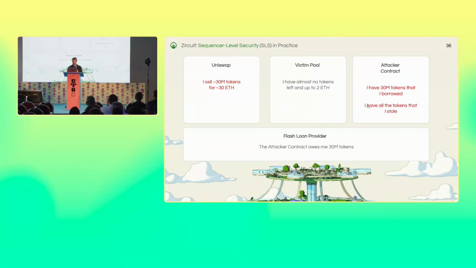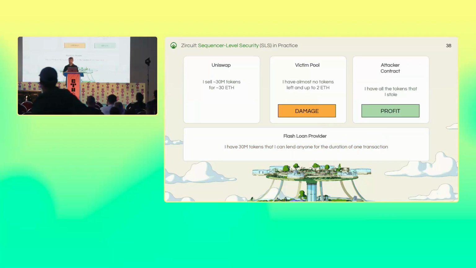Well, now, since we have all those tokens, we can close the flash loan, we can repay, right? So we send 30 million tokens back. The flash loan provider is happy, and the final result is this. The attacker still holds a whole bunch of tokens. The victim pool doesn't have any tokens left, but it also has probably no ETH left, right? Or it received no ETH for it. The flash loan provider is happy, the loan has been closed, and Uniswap is back in balance. So the victim pool is damaged, and the attacker is super, super happy.